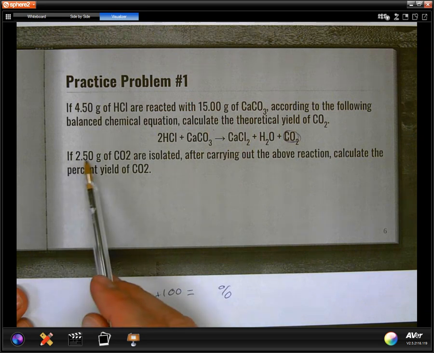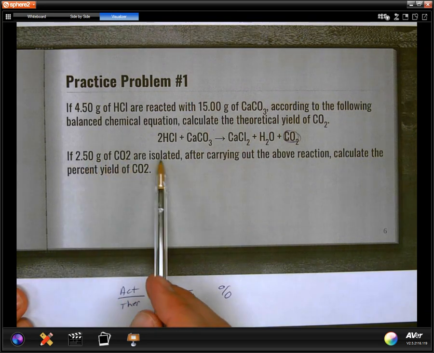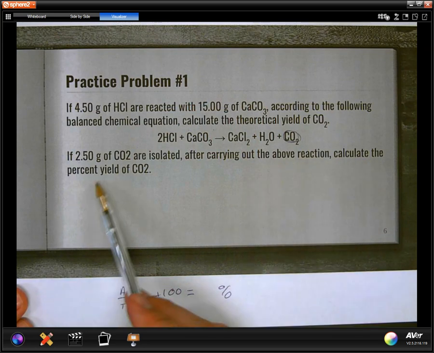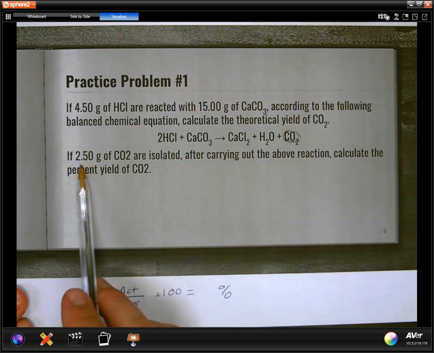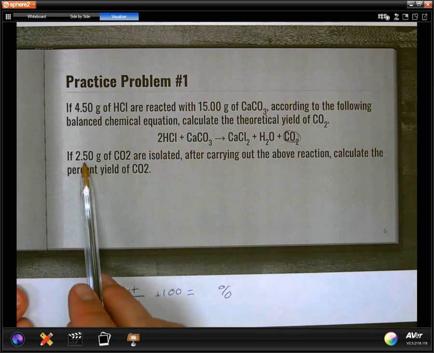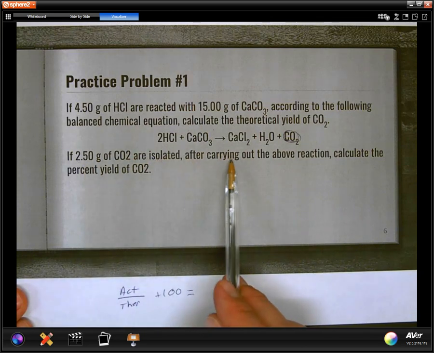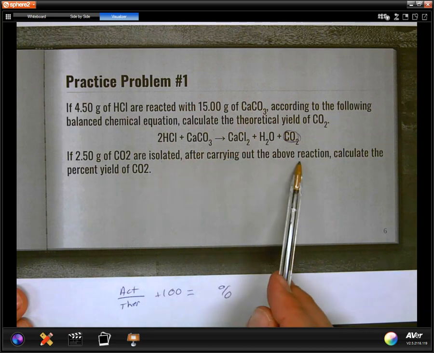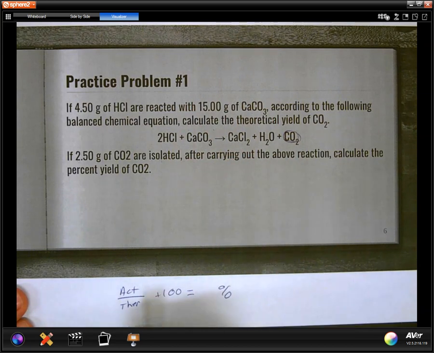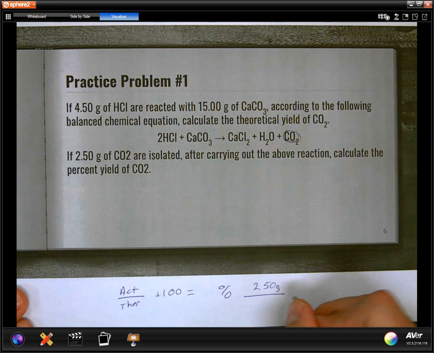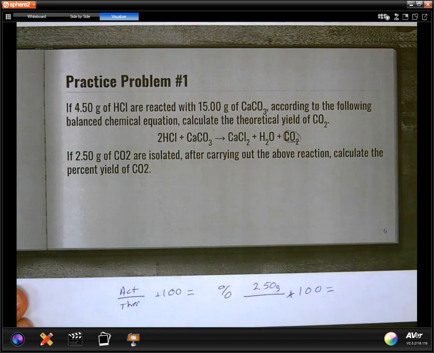So if 2.50 grams of CO2 are isolated after carrying out the above reaction, calculate the percent yield of CO2. So what they're trying to tell me here is this is the actual yield. This is what you found. This is what you isolated. This is what you derived after carrying out this reaction in a lab. So as I go to set up my problem down here, we would actually put 2.50 grams on top, and then we're going to come back, multiply it by 100 once I calculate my theoretical.